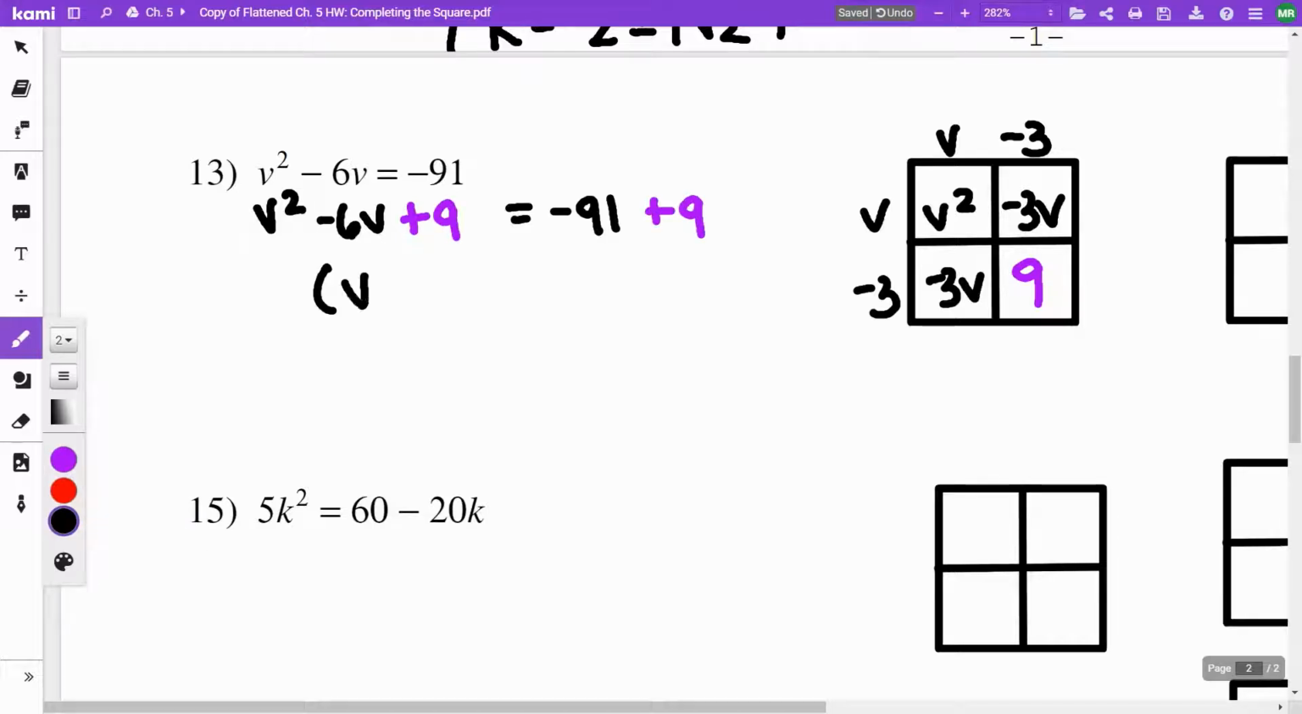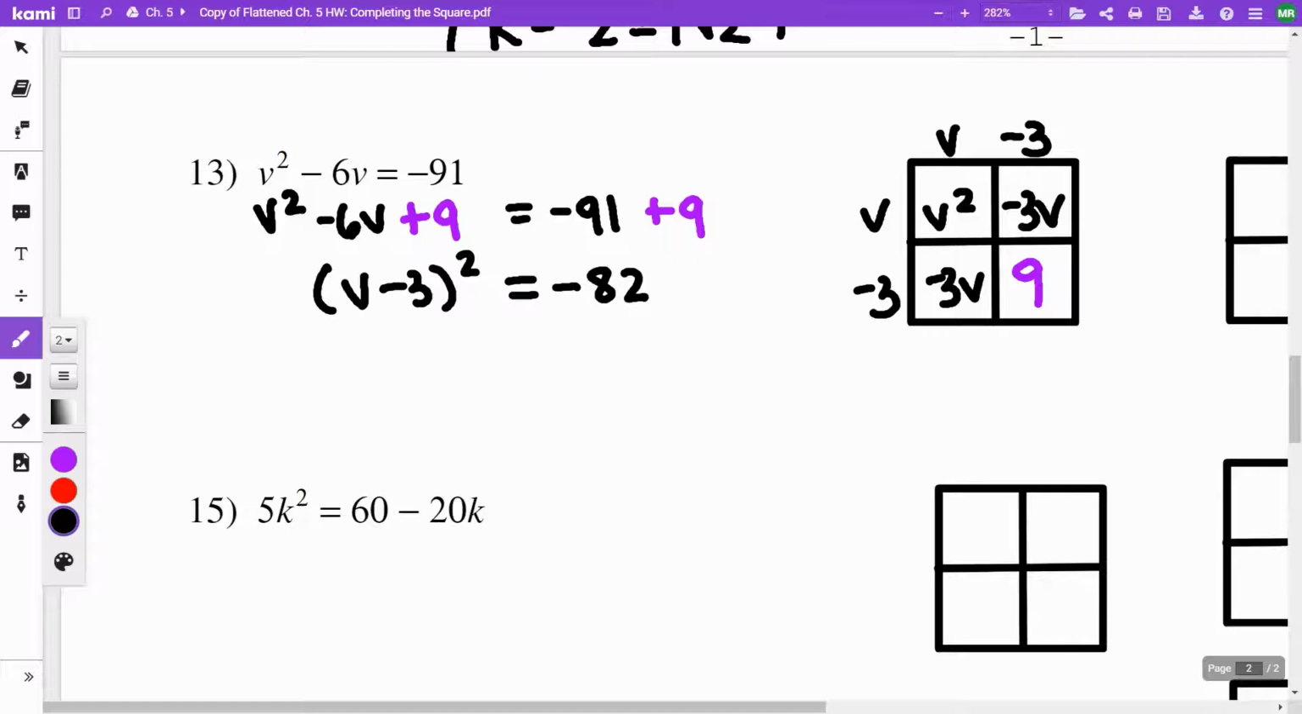So this is going to be v minus 3 squared is equal to a negative 82. Negative, so I'm going to get an imaginary answer. 82 is not a perfect square.